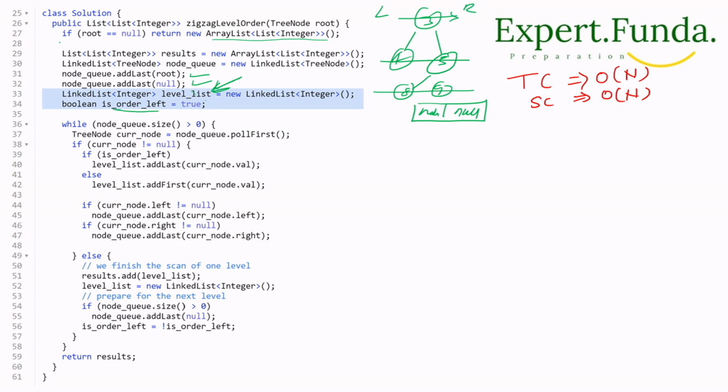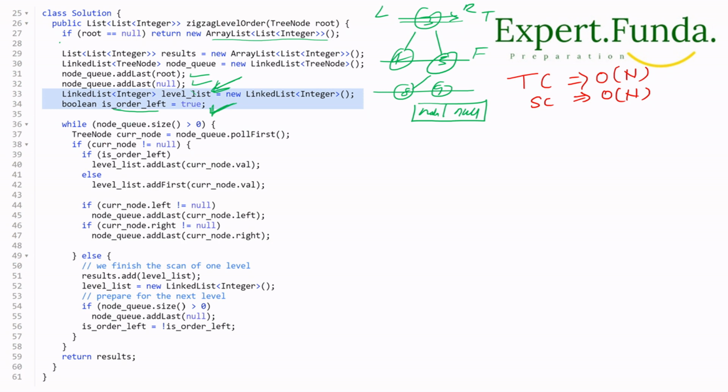So in this case we will make it true. Why? Because if the first time it is moving in this level, if it is left to right, it means next time it will become false, correct? If first time it is true, next time it will become false. So we will take one, this one.